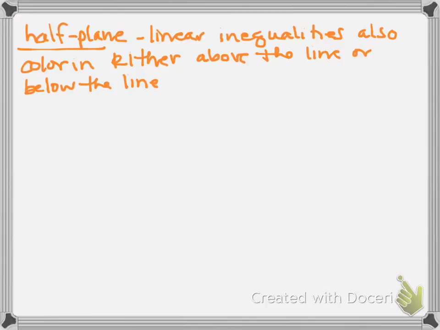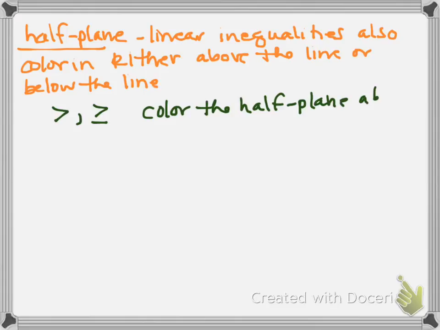So let's go back to our inequalities. Now they group a different way. If they're greater than or equal to, generally speaking, those are the more positive things, so we want to graph above. Because, you know, heaven's a high. That's a positive place, right? So we're going to color the half plane above the boundary line.